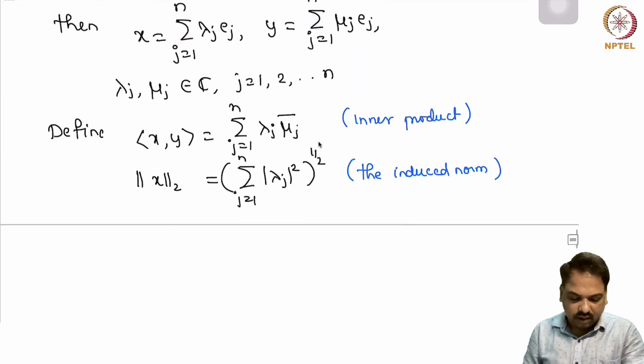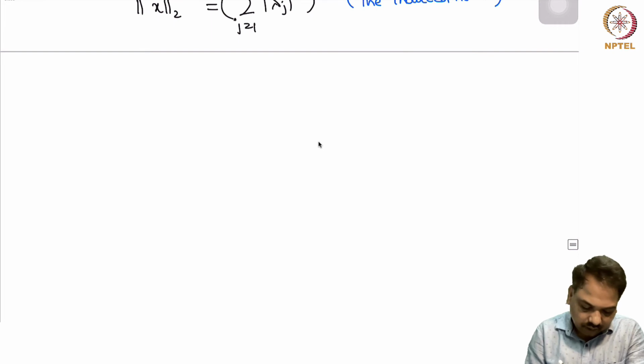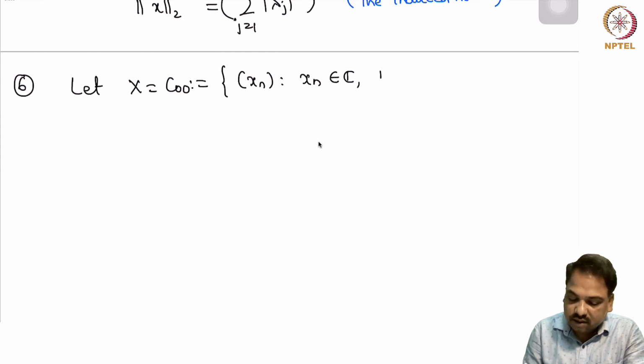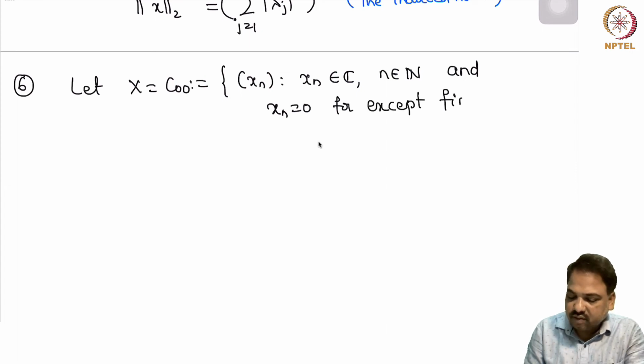Okay. Let us look at one more example. Let us take X to be the c00 space, which consists of all complex sequences xn such that xn in C and xn equal to 0 except for finitely many n's.